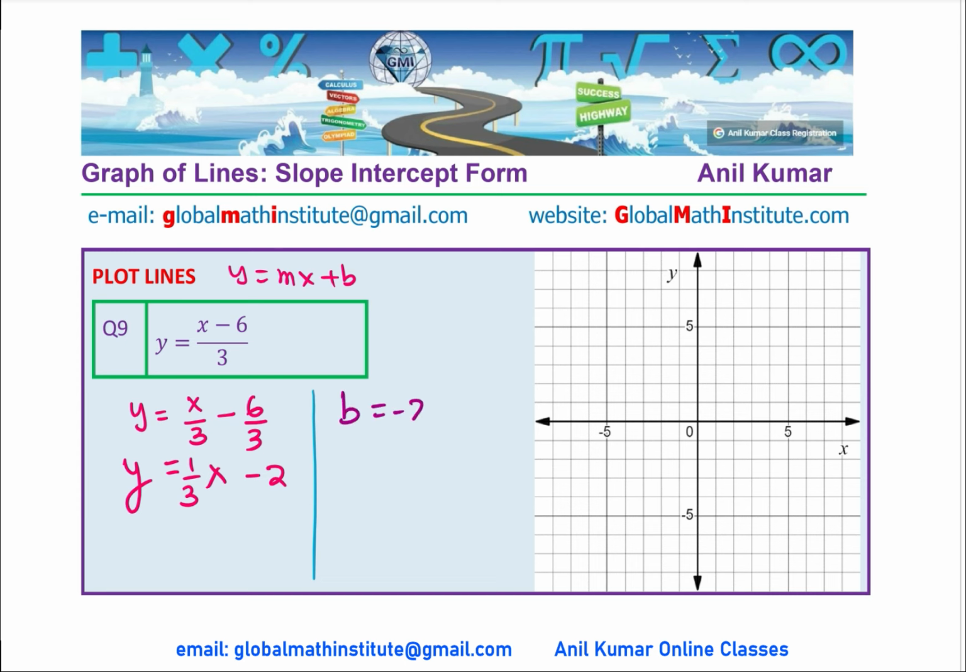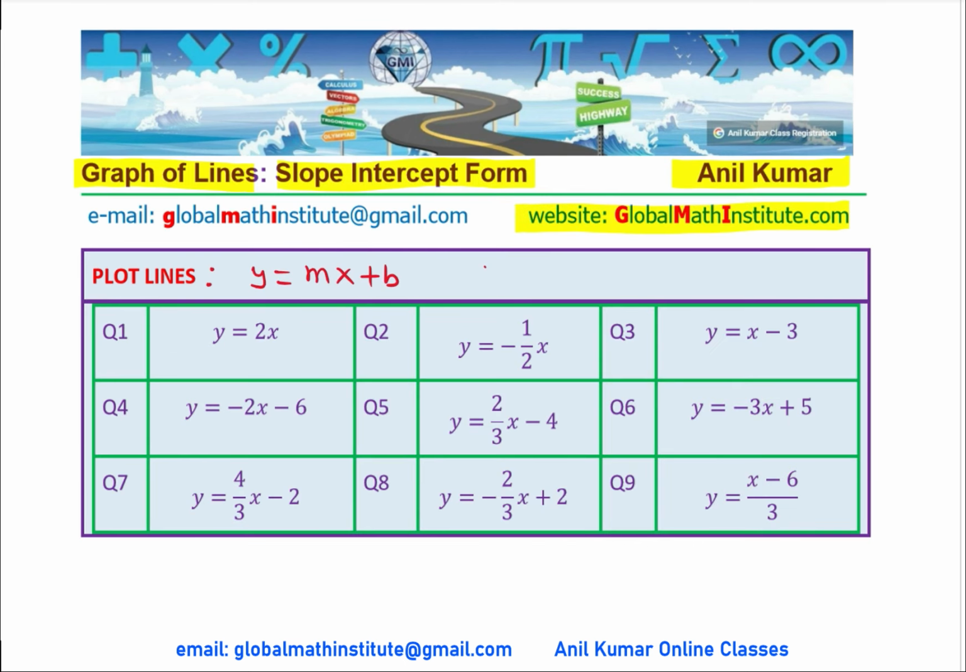So b, the y-intercept, is minus 2, mark it. And the gradient m is 1 over 3. So that means 1 up, 3 right. You have a point. 1 up, 3 right. You have a point. Now connect these to get a straight line, right? And this straight line represents the line y equals x minus 6 over 3. Do you see how easily we could sketch the graph of all the 9 lines?